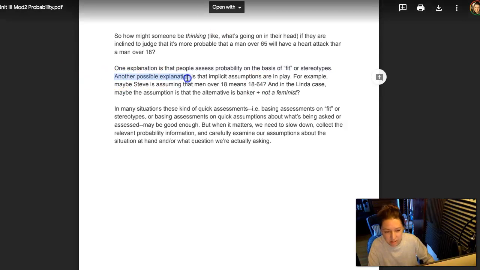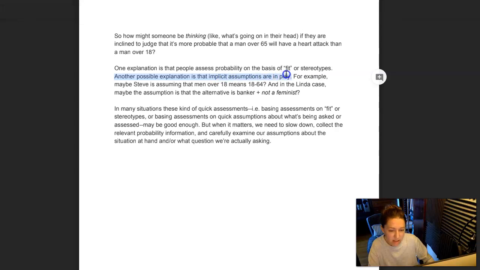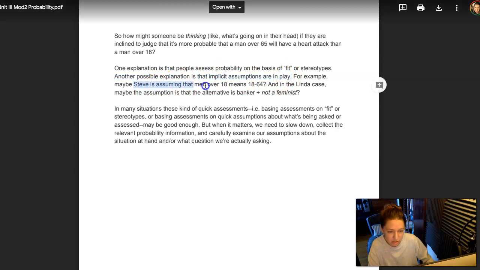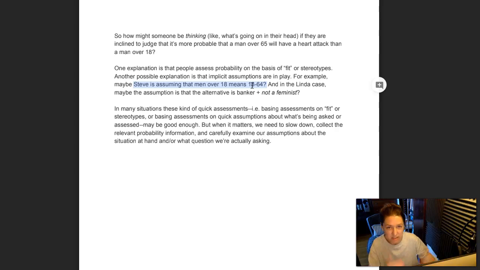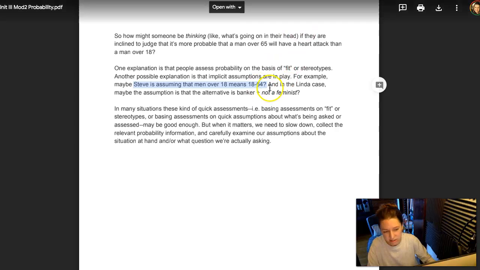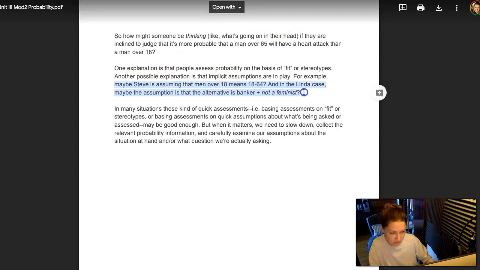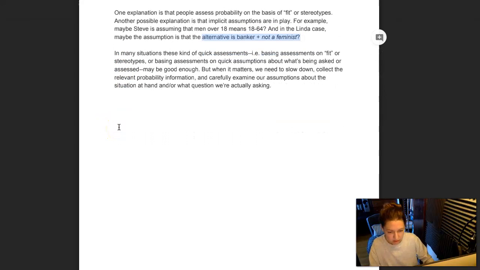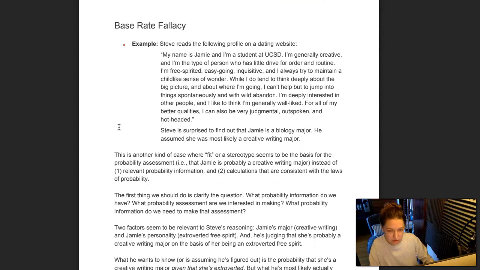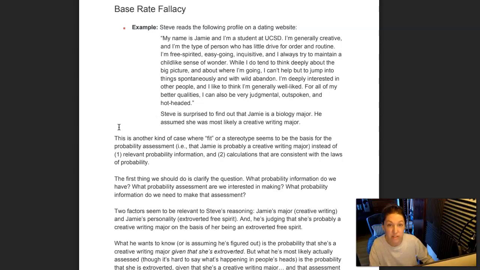Another possibility is that there isn't any kind of cognitive bias going on here, that they're just implicit assumptions about what's being asked. So maybe Steve is assuming that when somebody says man over 18, they mean man between 18 and 64, not including the older population, and that would remove the error in their thinking about probability. But there's reason to think that that's not quite what's going on, especially in the Linda case. But those are possibilities. Let's move on to the next error in reasoning about probability. Again, another one we've already seen, base rate fallacy.